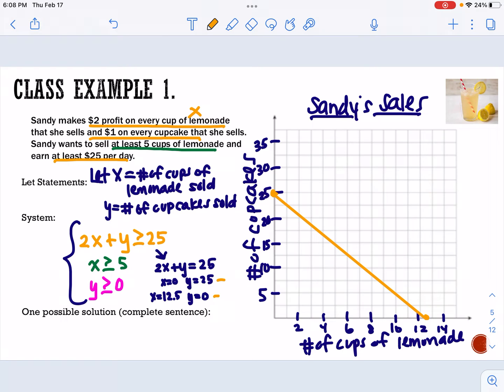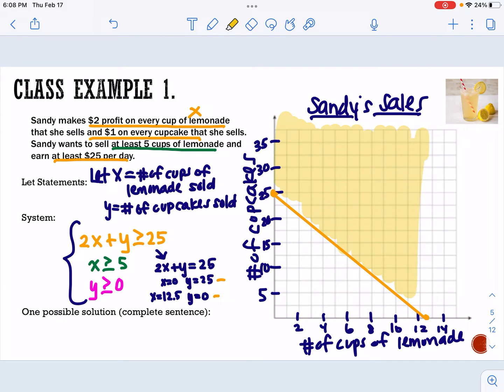Now this specific inequality is representing all the different possible combinations that Sandy can utilize to earn at least $25 per day. So to graph this solution region, I now need to shade in everything above this. Every ordered pair represents the number of lemonades and the number of cupcakes that she can sell that would help her reach that minimum.